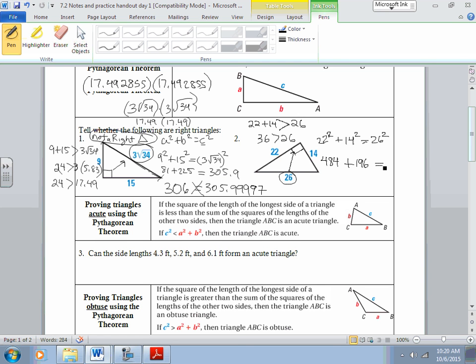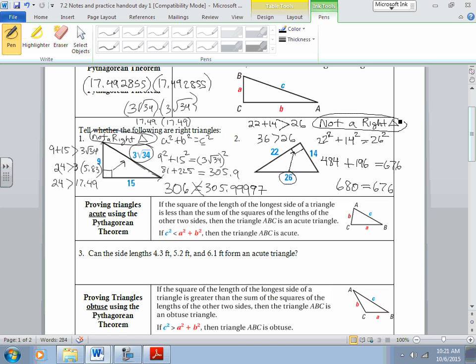And then 26 squared, help me out. 676. Can everybody check that? Yes? 676? Okay. All right, now all you got to do now is 484 plus 196. What do you get? 680? So is 680 the same as 676? No. So that means this one is not a right triangle then.